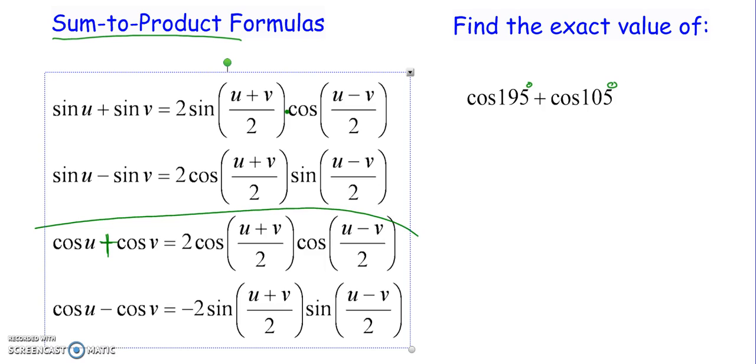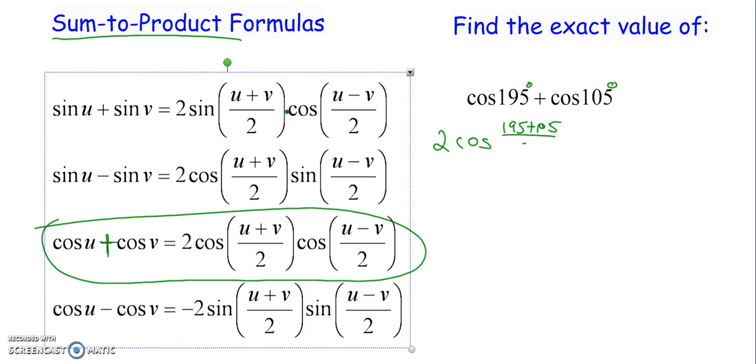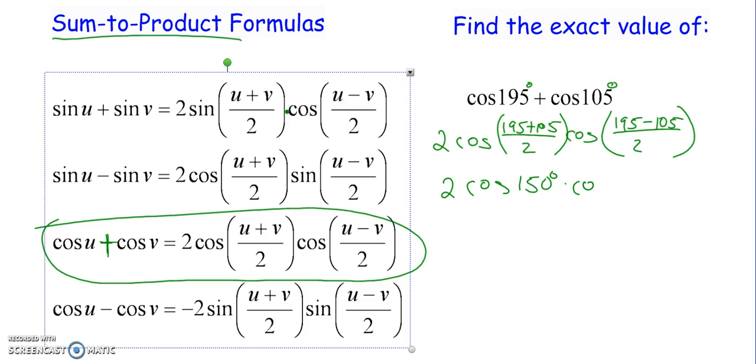So I will be using this formula because I've got cosine plus cosine. And essentially, if I apply this formula, it's 2 times the cosine of (195 plus 105) divided by 2, times the cosine of (195 minus 105) divided by 2. And the calculations here: 195 plus 105 is 300. 300 divided by 2 is 150, times the cosine. That's 90 over 2, that's 45.